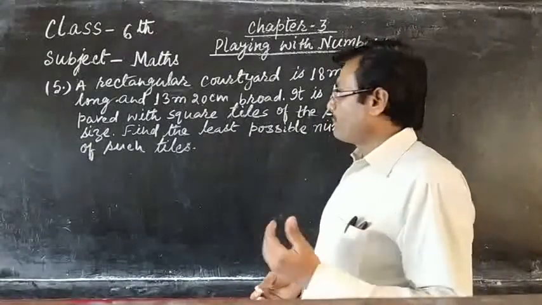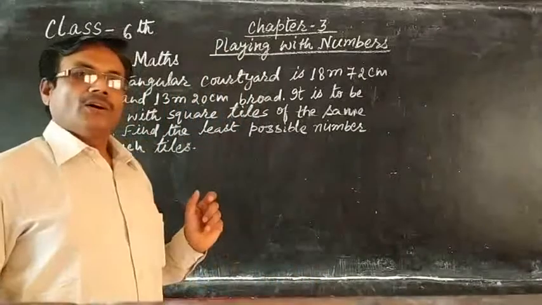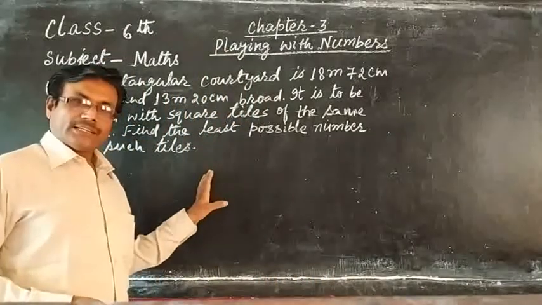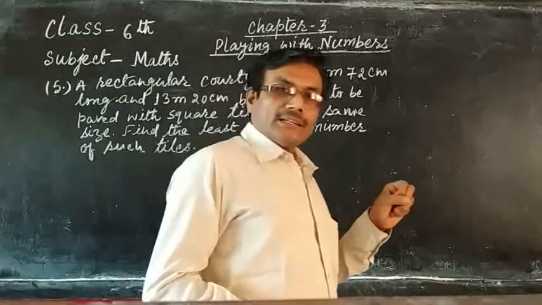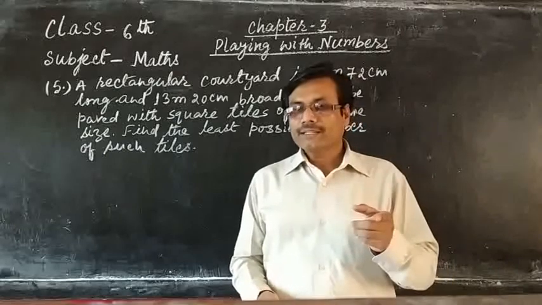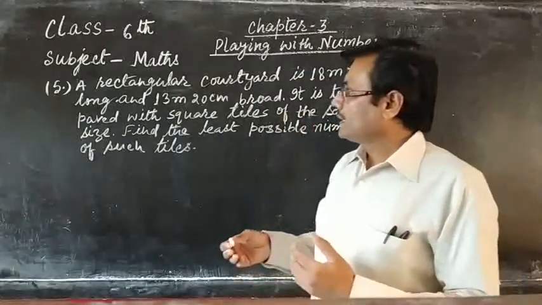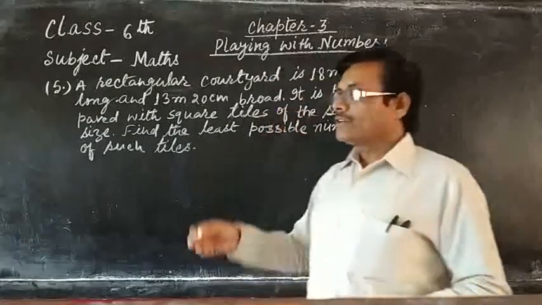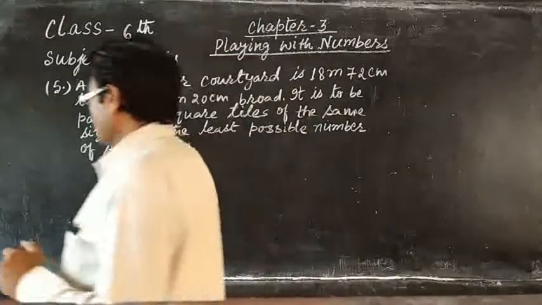Now students, pay attention here that the measurement of the tiles has not been given. Then how can we get the least measure of a square tile? To find it, we just have to get the HCF of the length and breadth of the courtyard.